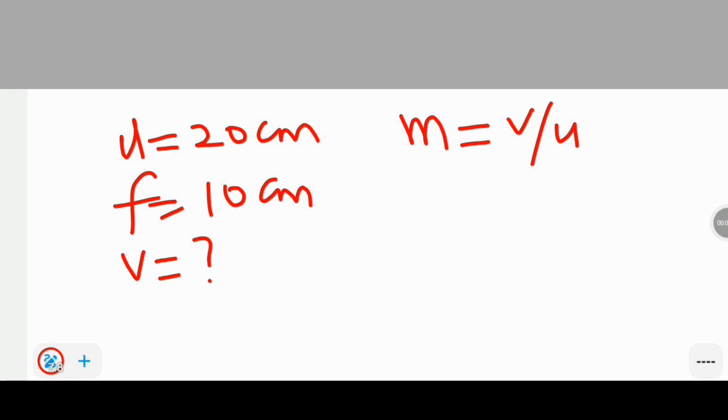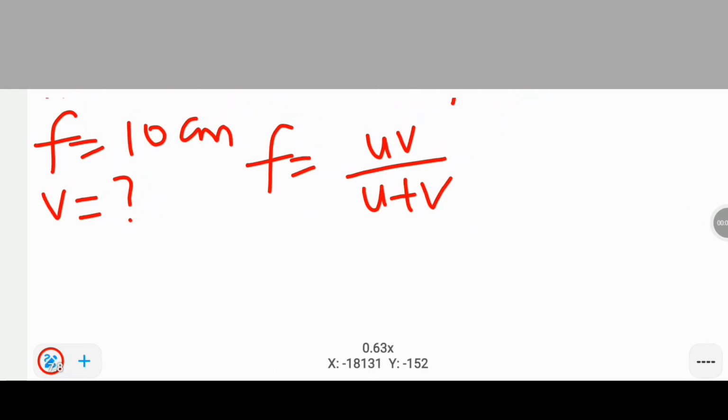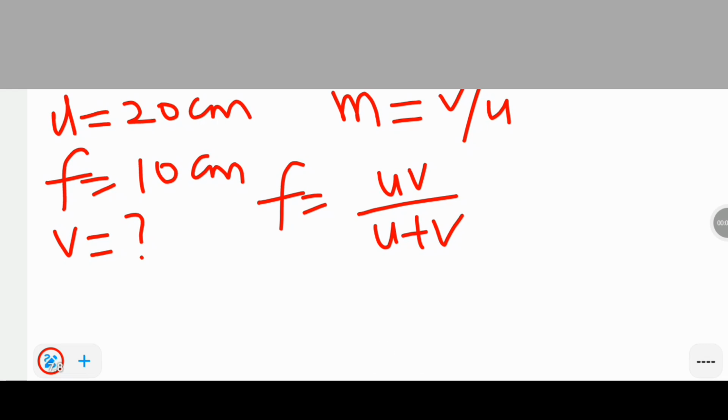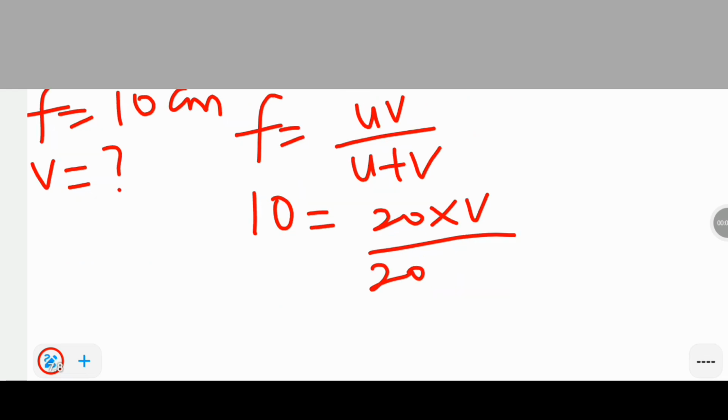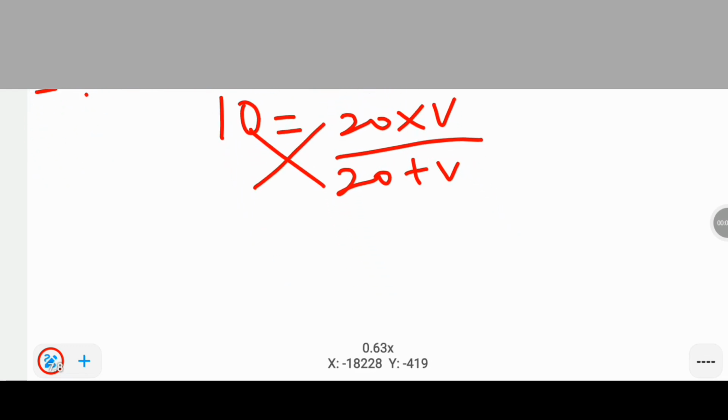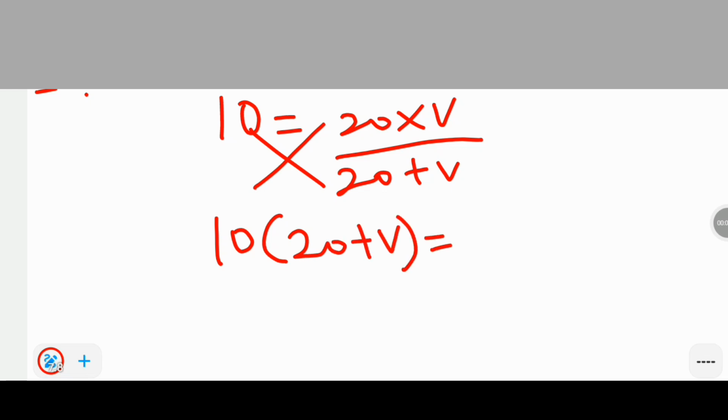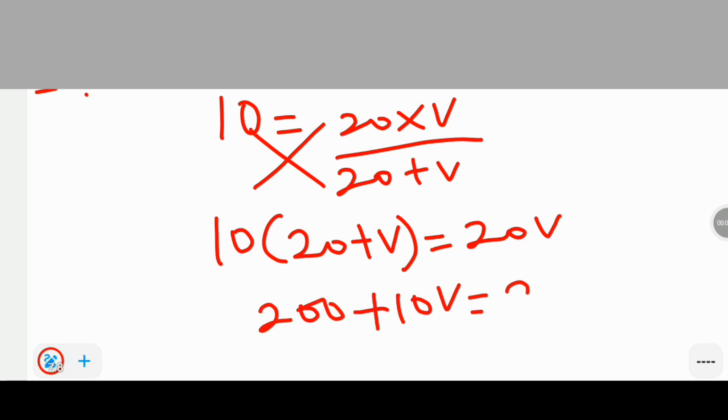The mirror formula is F is equal to UV all over U plus V. So substitute into this formula, F is 10, UV, that will be 20 times V, divided by 20 plus V. Then we cross multiply to get 10 into 20 plus V is equal to 20V. We expand this bracket, 200 plus 10V equals 20V.